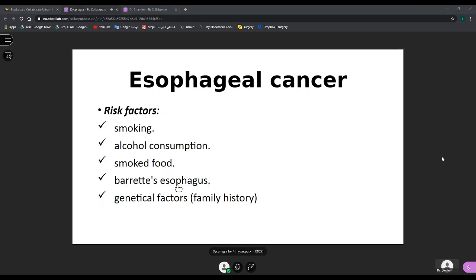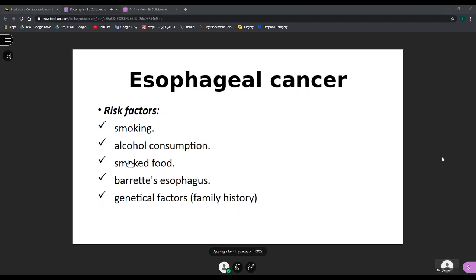Barrett's esophagus. Do you know what Barrett's esophagus is? A change in the mucosa. Yes, this is metaplasia in the lower third of the esophagus, which happens due to chronic injury of the mucosa from acid reflux. Here the squamous epithelium that lines the lower esophagus will be replaced by columnar epithelium. This is metaplasia, and metaplasia can proceed into dysplasia and then into malignancy or cancer. Genetic factors also play a role, and family history is a very important thing to ask about.